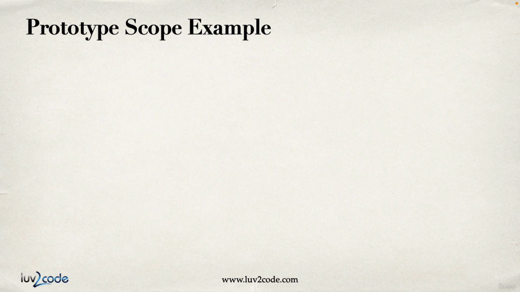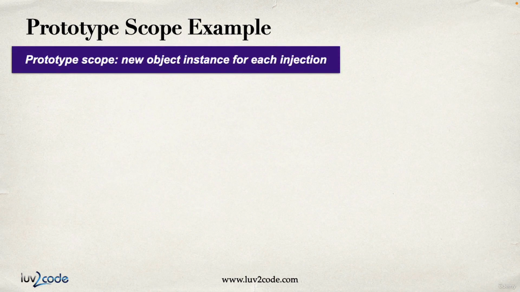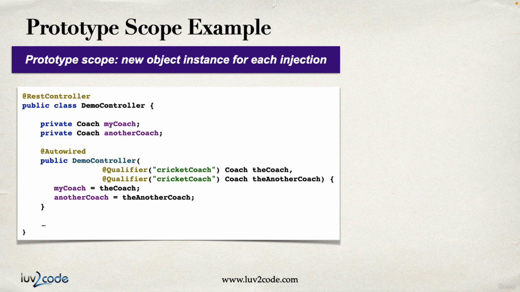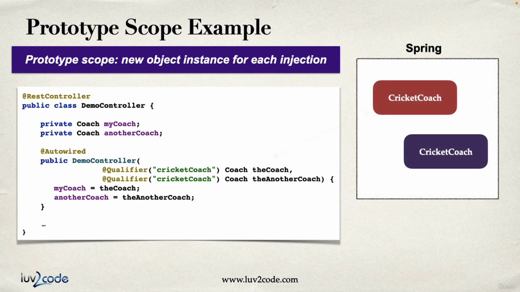Let's look at a prototype scope example, a new object instance for each injection. We have our demo controller, we have our two fields here, and then we reference our CricketCoach for the coach, CricketCoach for the anotherCoach. Since this is a prototype scope bean, you'll get a new object instance for each injection. So they point to two different areas of memory or two different beans.